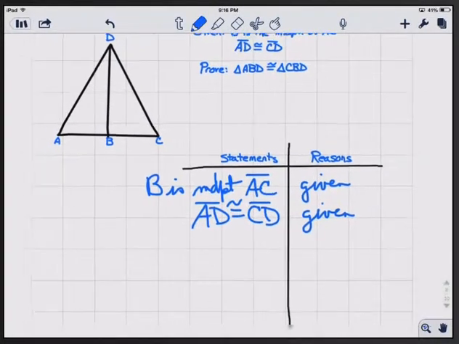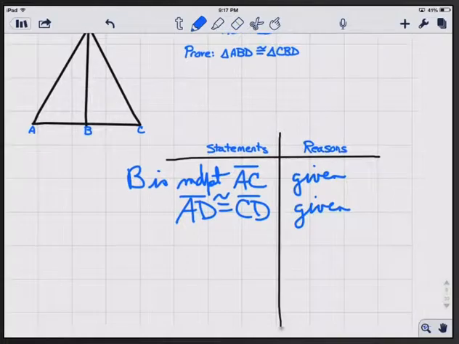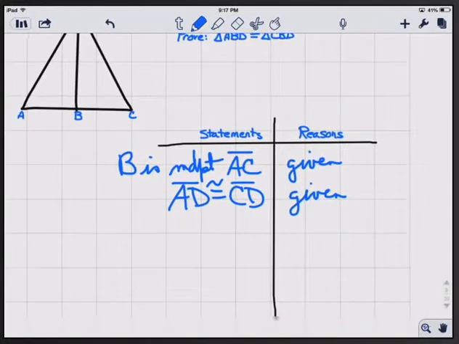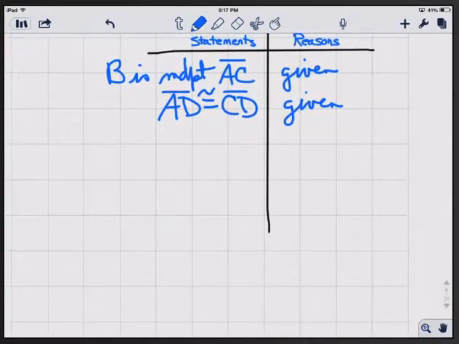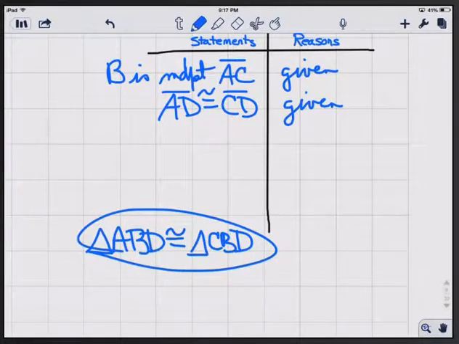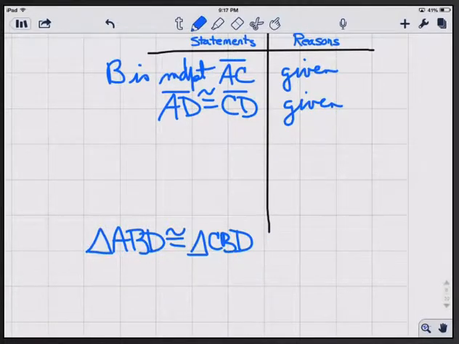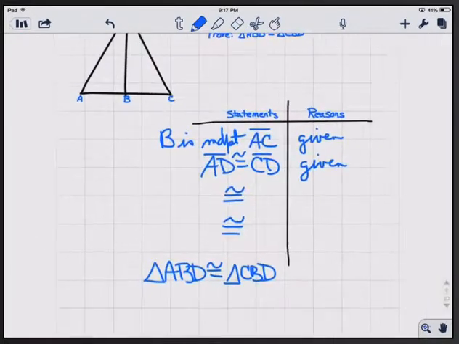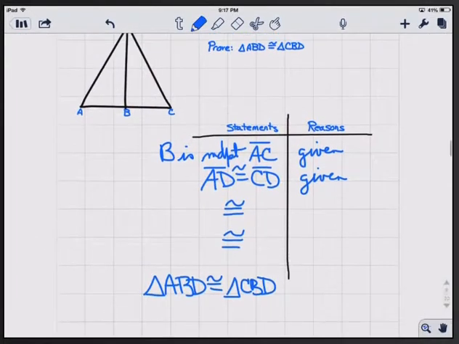Now, to prove two triangles are congruent, I'm just going to skip some space and say triangle ABD is going to be congruent to triangle CBD. And to prove two triangles are congruent, for the most part, you need three statements of congruency. So I already have one given, and we need two more statements of congruency, and that will probably be enough to complete the proof.